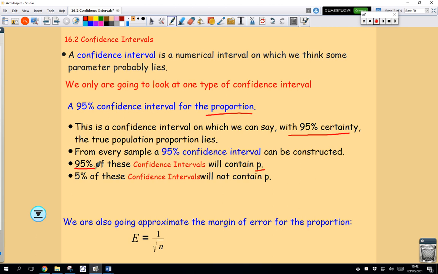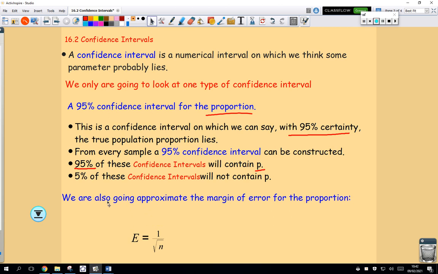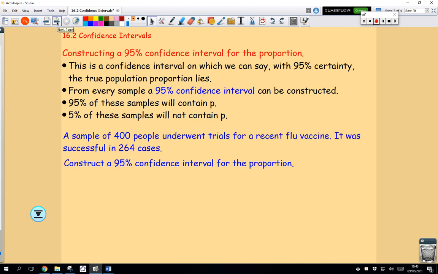Another thing we've mentioned before: we're going to approximate the margin of error for the proportion to be E equals 1 over root n. So in this class we're going to be approximating the margin of error for the proportion to be E equals 1 over root n. That's our plan. So how do we construct a 95% confidence interval for the proportion? Let's have a look at a particular example.